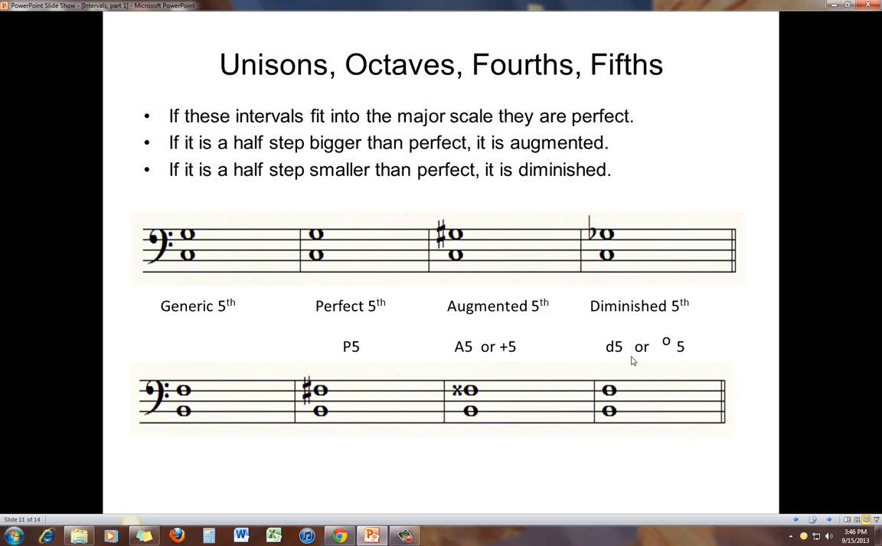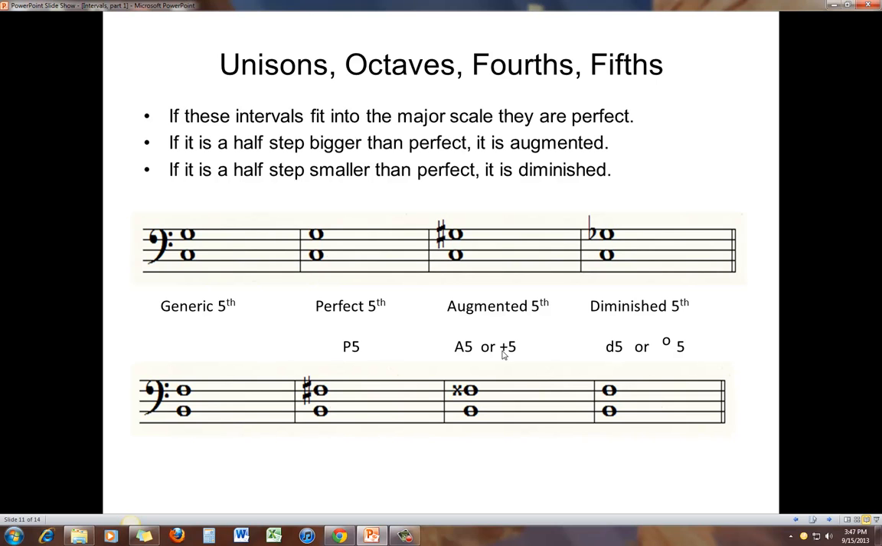Underneath here we have abbreviations that are common. P, instead of writing out the entire word, perfect. Capital A for augmented, or the plus sign is also another way of doing it. In the short term, when we're talking about intervals, the capital A, if it helps you think about augmented, is perfectly fine. But when we get to triads, this is going to be confusing.